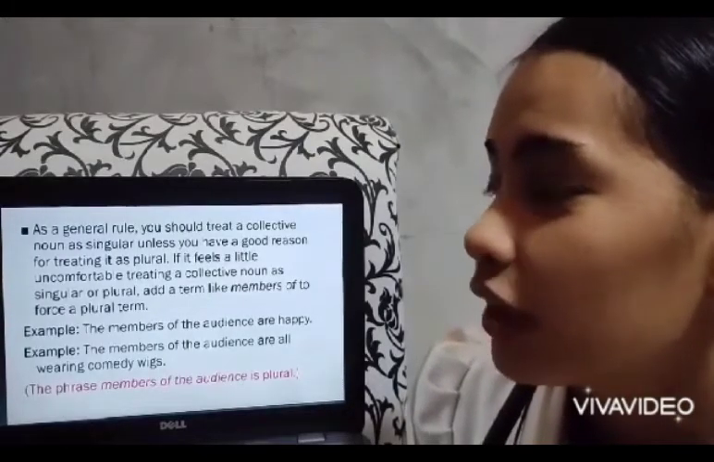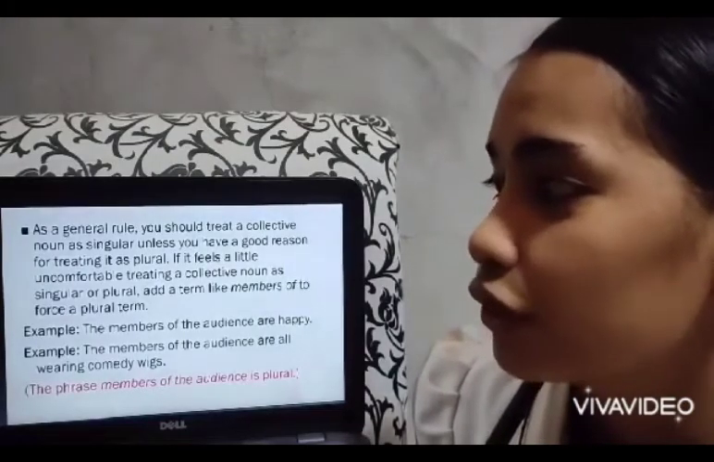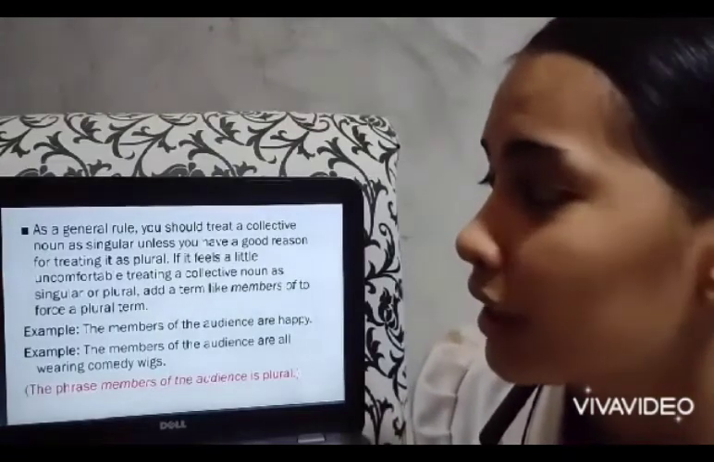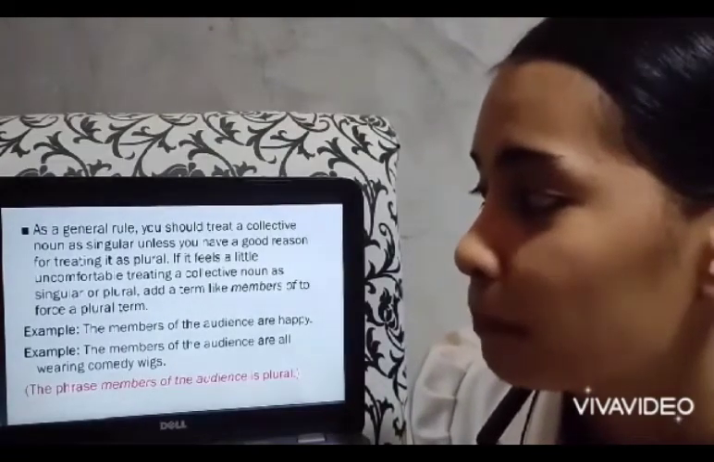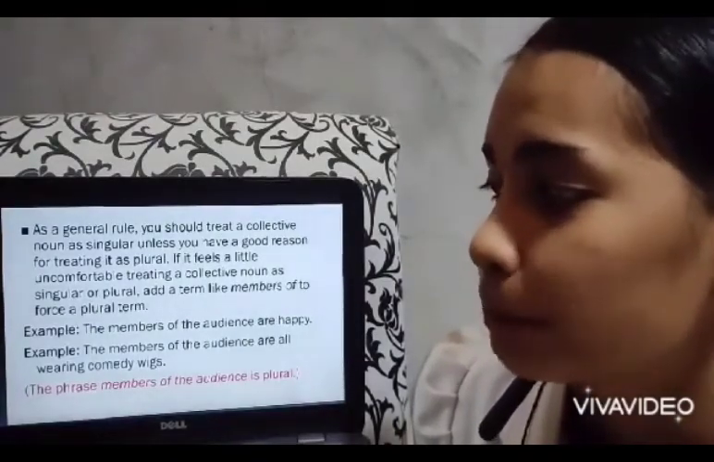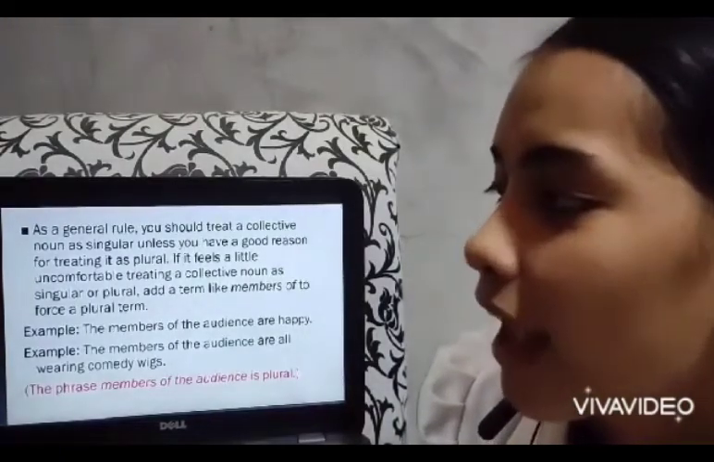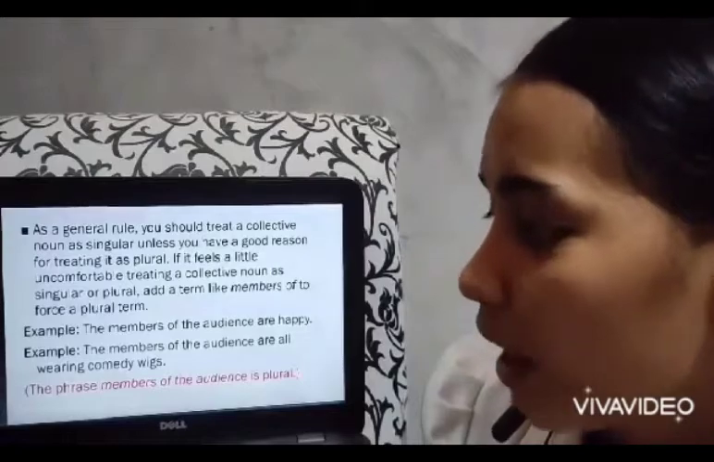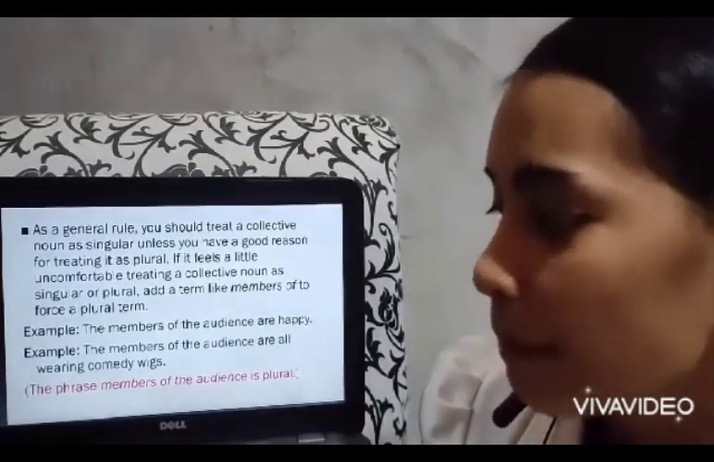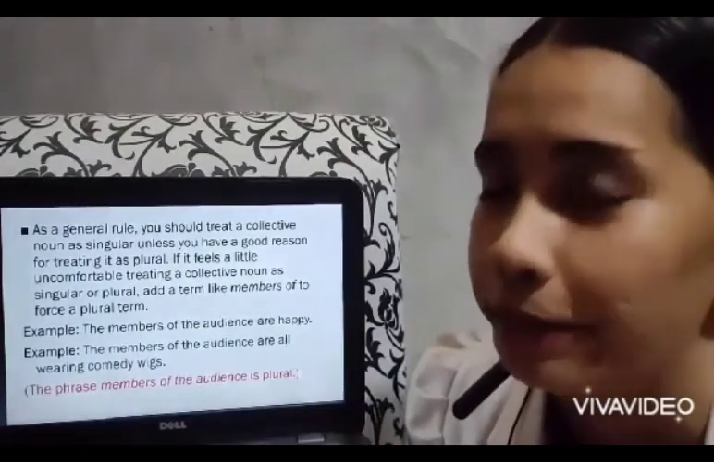As a general rule, you should treat a collective noun as singular, unless you have a good reason for treating it as plural. If it feels a little uncomfortable treating a collective noun as singular or plural, add a term like members of to force a plural term. Example, the members of the audience are happy. Example again, the members of the audience are all wearing comedy wigs. The phrase members of the audience is plural. That is why we use the verb are.